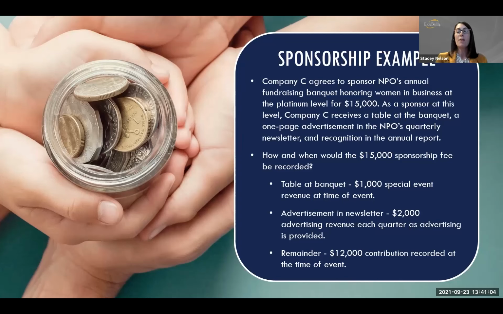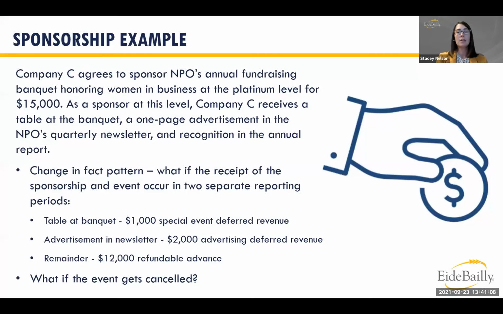If it is more narrow, then you would record it as restricted contribution. So let's take our same example here and just twist the facts a little bit. What if the receipt of the sponsorship and the event are occurring in two separate reporting periods? Let's say, for our example, they've collected the sponsorship in December, but the event isn't going to happen until January.